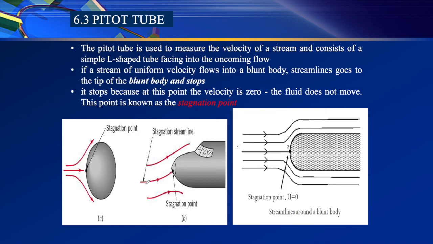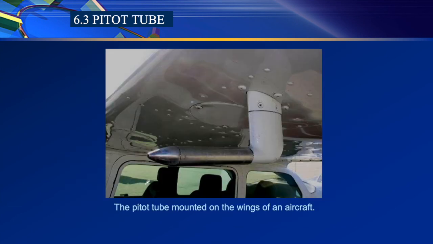Okay, so we go to the pitot tube. This is a pitot tube mounted on the wing of an aircraft. Normally we use a pitot tube to calculate the velocity of the air. So the pitot tube is mounted on the wing of the aircraft in order to determine the velocity of the air at that moment, when they fly through the sky.